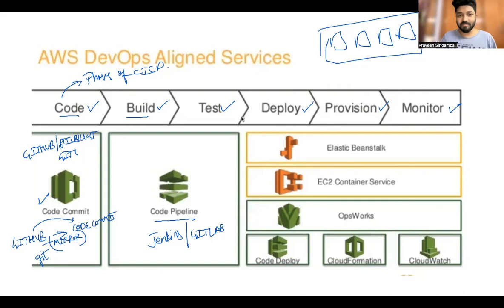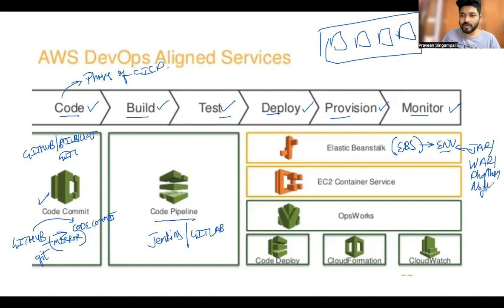So you see there are the test phase, deploy phase, provision phase, and monitor phase. We can use various kinds of environments, and as I have already told you, Elastic Beanstalk is an environment provision service. It gives the entire environment for your jar, for your war, for your Python project, for your Node.js project build folder, any kind of project. It gives the entire environment for it to run.